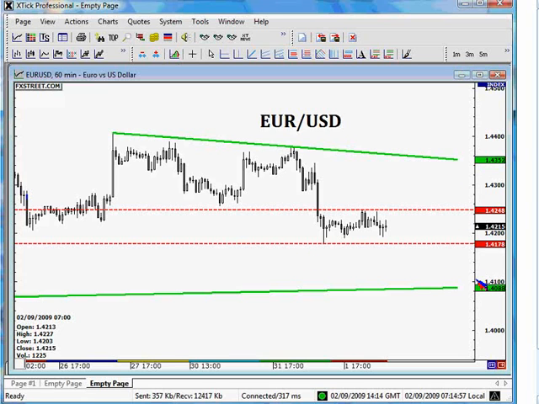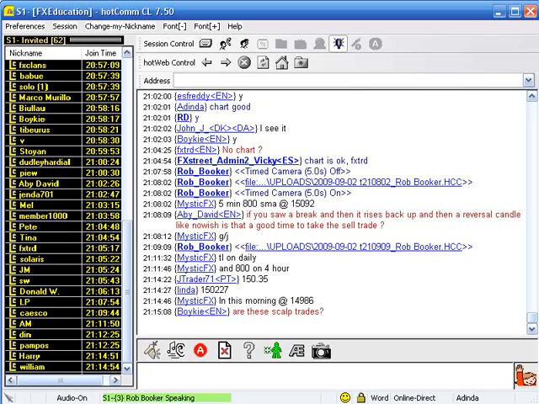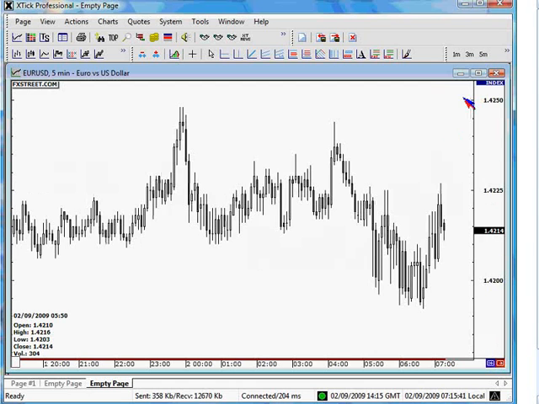I'm going to remove all the tools on the euro dollar, and I'm going to pull up the euro dollar 1 minute chart. Boyke, sure, those are scalp trades, sure. Scalping, trading short term, whatever you'd like to call them, and they serve the following purpose.